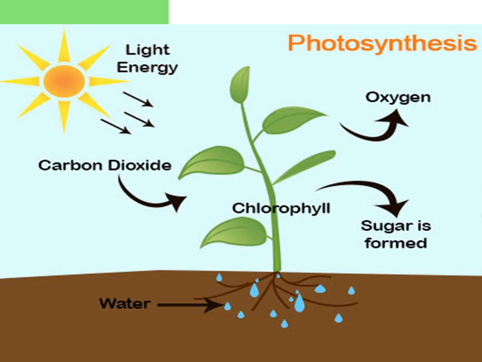What is the raw material? Light energy, carbon dioxide, water. They all mix together in the presence of chlorophyll to form sugar, and oxygen is released. And this oxygen we take in, we breathe in this oxygen. So plants give us oxygen and prepare their own food by this process known as photosynthesis.